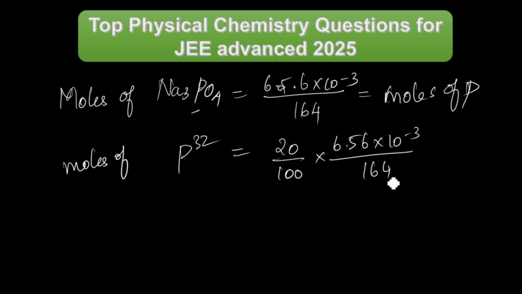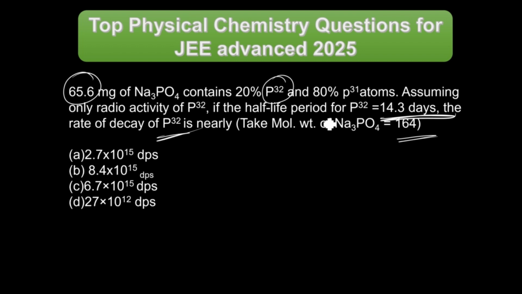Once we have that, we have to find the number of atoms. For the number of atoms, just multiply the whole value by Avogadro number, Na. Okay, so up to this part, this is from mole concept. The next part from radioactive decay is from chemical kinetics.